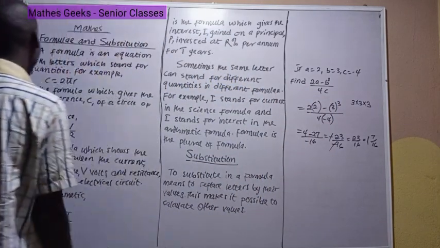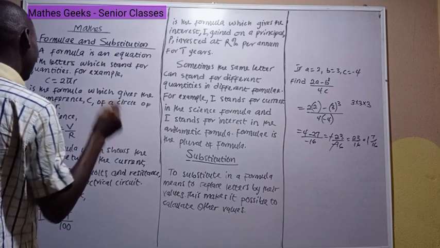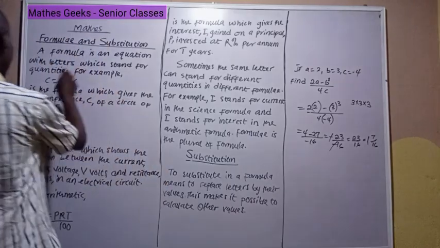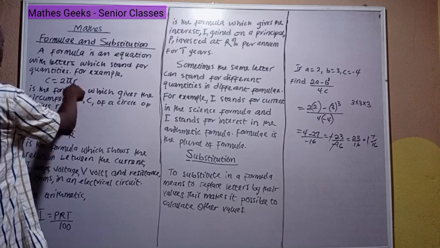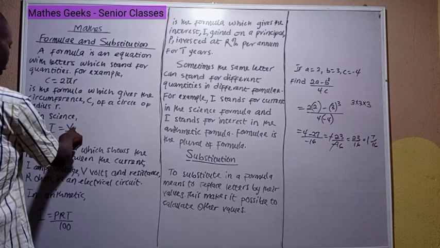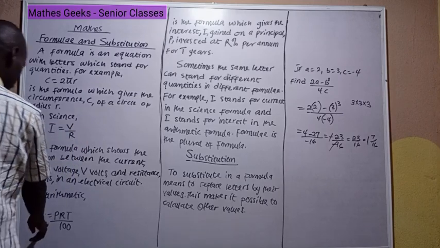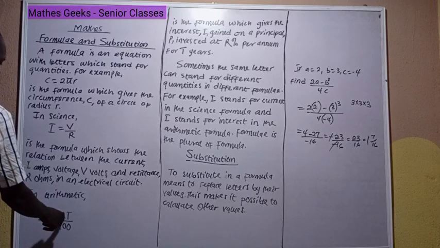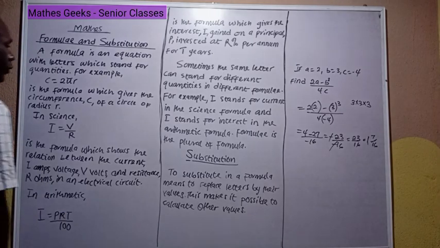Then a formula is simply an equation with letters, and these letters stand for quantities. So in this case, pi stands for a quantity, r stands for a quantity, r is the radius. I is equal to V over R, so V stands for voltage, R stands for resistance. In this case, P stands for the principal, R stands for rate, and T stands for the time.